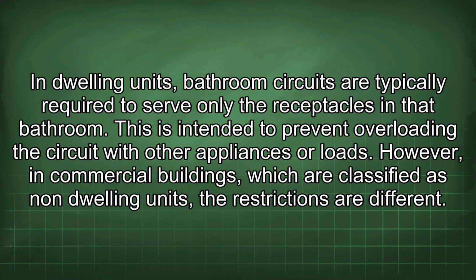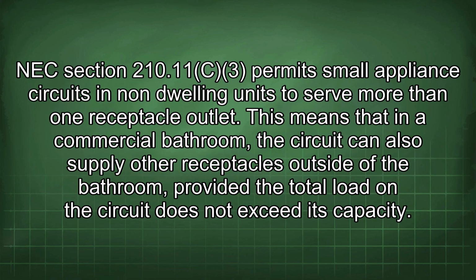However, in commercial buildings, which are classified as non-dwelling units, the restrictions are different. NEC section 210.11c3 permits small appliance circuits in non-dwelling units to serve more than one receptacle outlet. This means that in a commercial bathroom, the circuit can also supply other receptacles outside of the bathroom, provided the total load on the circuit does not exceed its capacity.